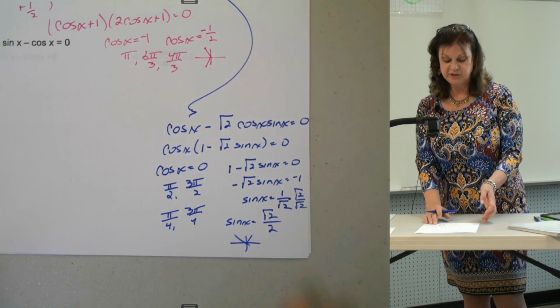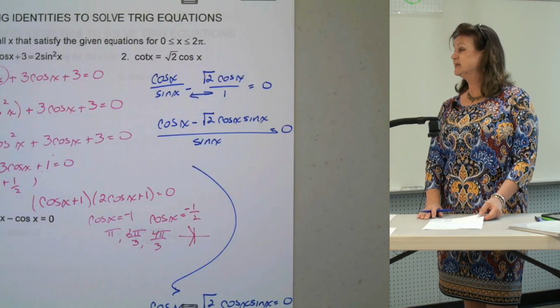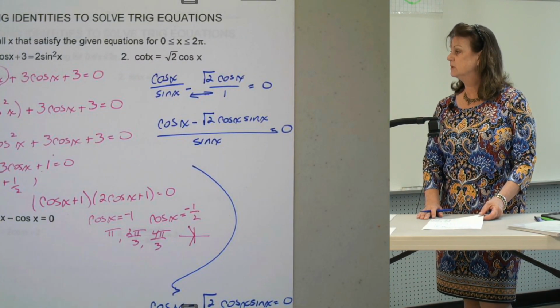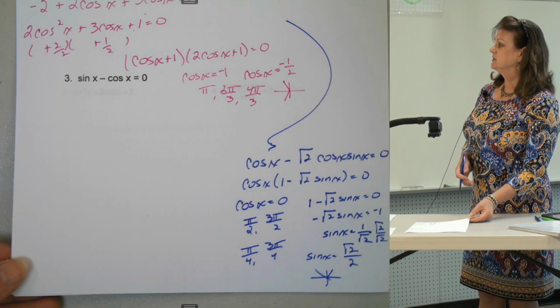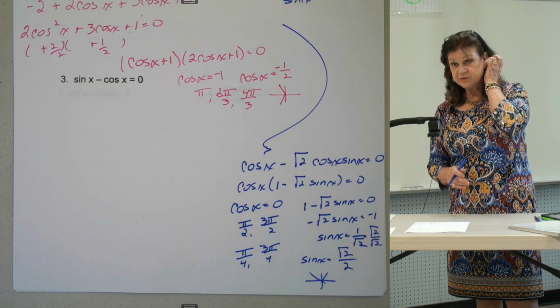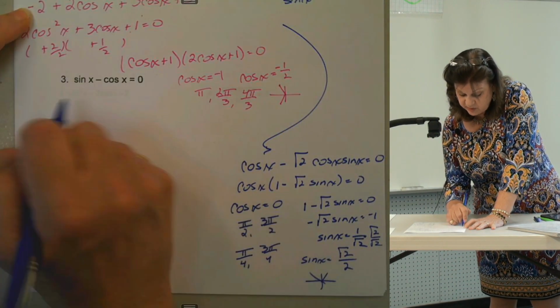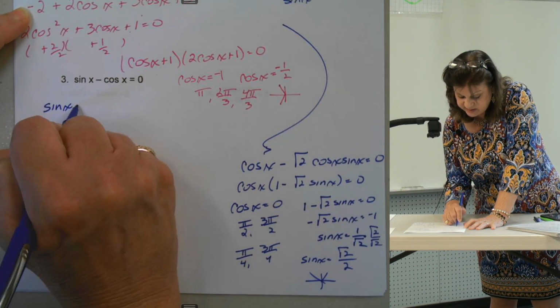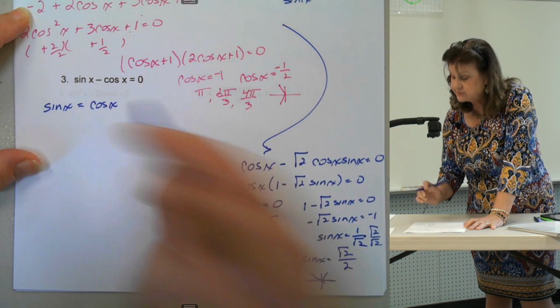So again, if you don't change that identity of cotangent, you're kind of stuck. All right, number 3, there's really no change in identities here. Sine minus cosine is 0. There's no common factor to take out. So I'm going to just set sine x equal to cosine x.